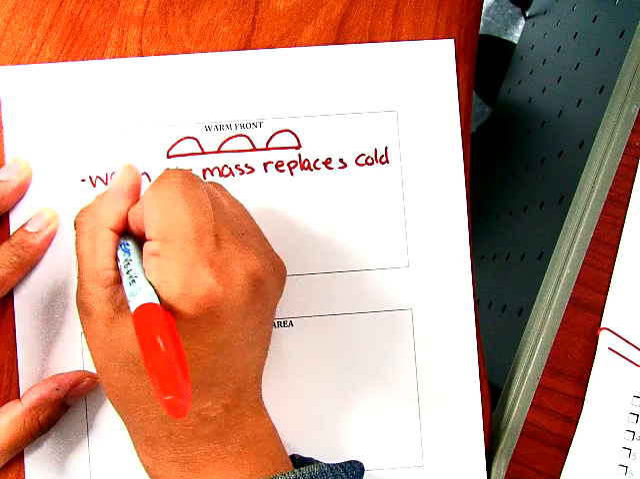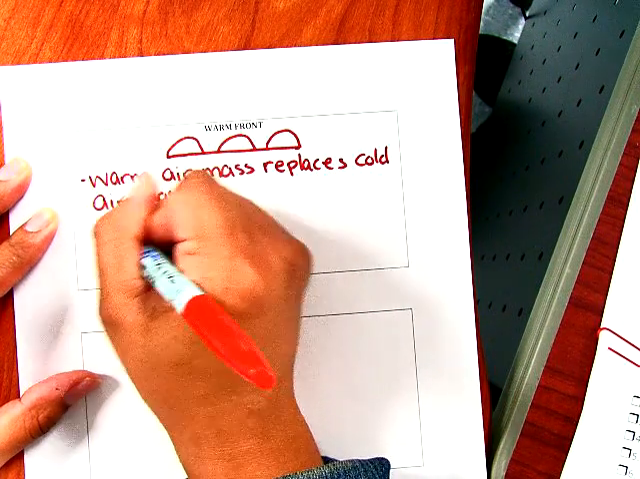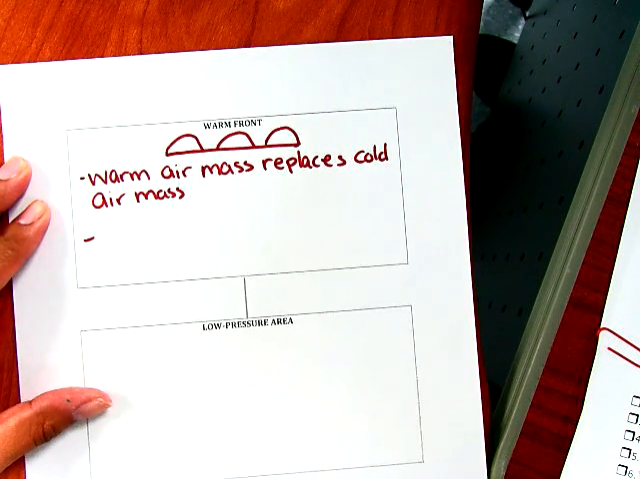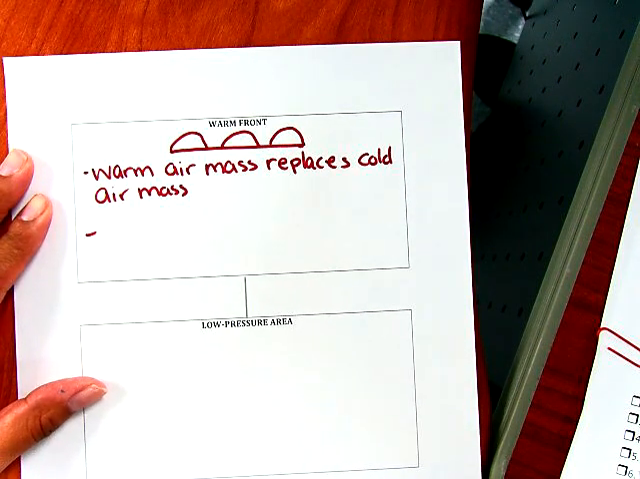What's the weather like in a warm front? You could have some precipitation. Snow is precipitation.